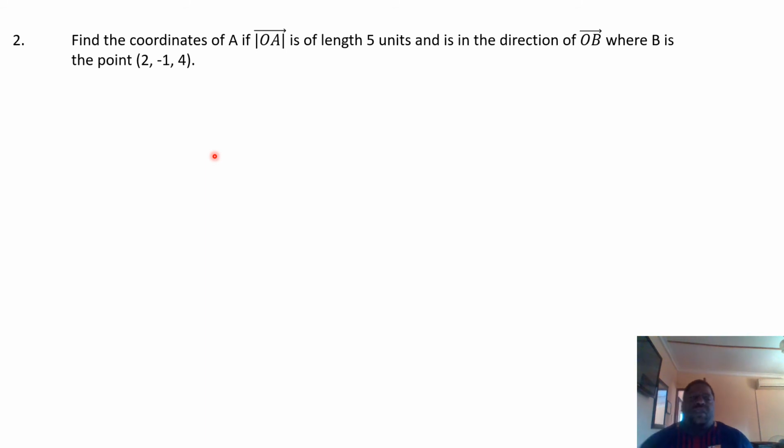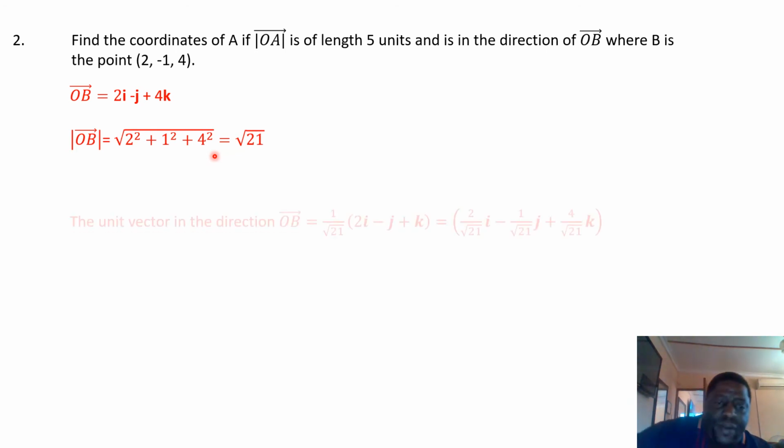So we have another one here. Find the coordinates of A, if the distance of O to A, vector OA, is equal to 5 units in the same direction as OB, where B is the point (2, negative 1, 4). Maybe you can pause and try to see if you can determine what to do. So first, we know what OB is: 2i minus j plus 4k. Now find the magnitude of O to B, the square root of 21.